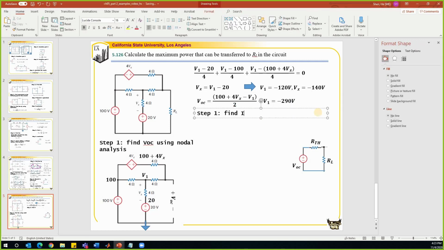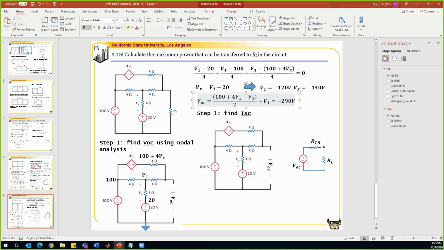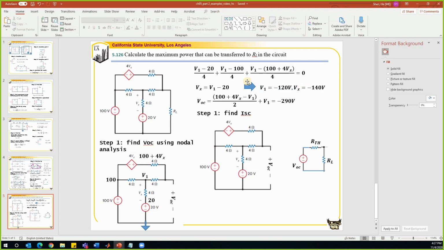Next step, I'm going to find ISC. Tyler said she got a negative 140 for V1. Yes, I got negative 140 for V1 as well. Let me do it again.